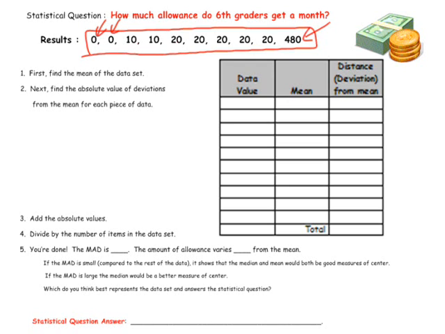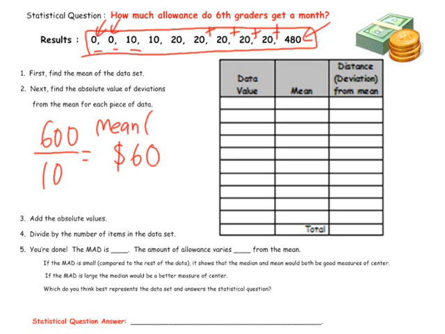So the first thing we want to do is, well, what's the average of all these 10? If I were to add up these 10 numbers, I would get 600, and I'm going to divide it by 10 because there were 10 pieces of data. So the average student, according to this survey, the mean or the average student makes $60 a month in allowance.